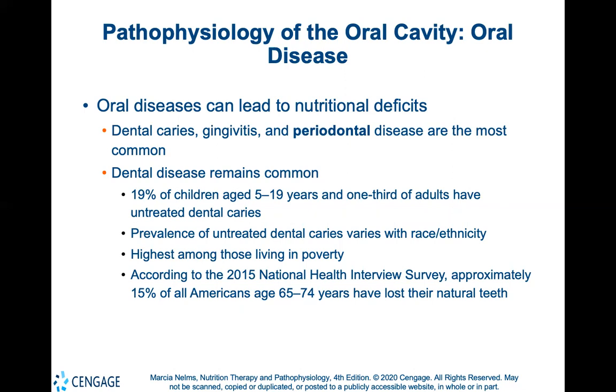Approximately 19% of children 5 to 19 and almost 1/3 of adults in the U.S. have untreated dental caries. The prevalence of untreated dental caries varies with race and ethnicity, and is highest among those living in poverty. Estimates range from 20 to 40% of Americans do not regularly have access to dental care.